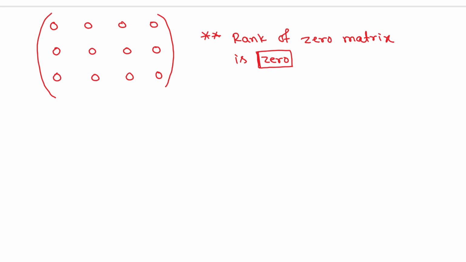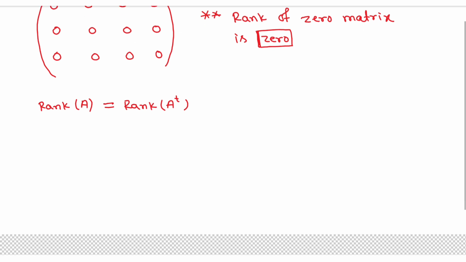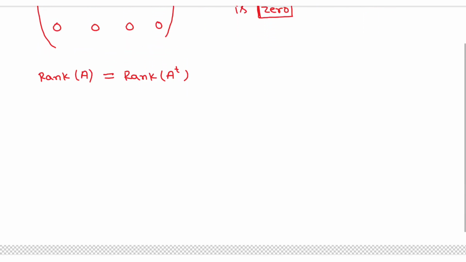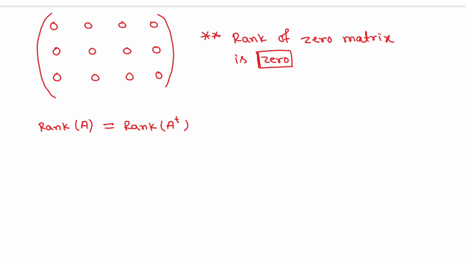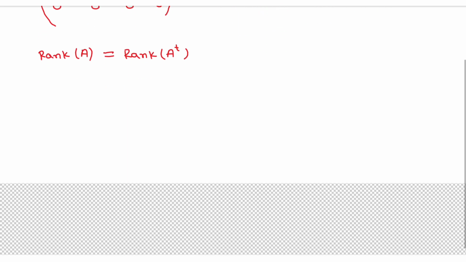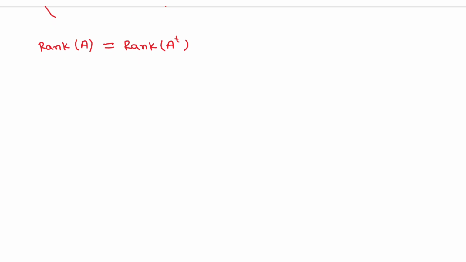Okay, remember one more point: rank of A is always equal to the rank of its transpose, rank of A transpose. Now here we can calculate rank for every square matrix as well as rectangular matrix. Now suppose we have a matrix A, a square matrix, n by n.